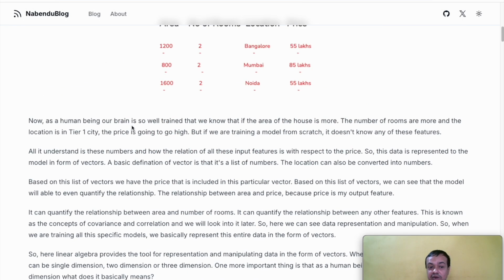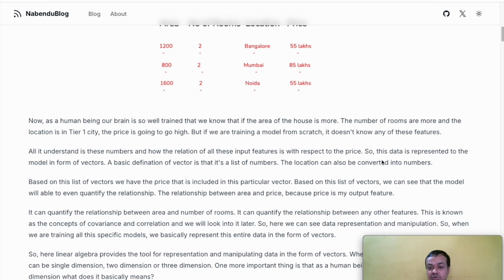As human beings, our brain is so well trained that we know that if the area of a house is more, the number of rooms is more, and the location is a tier 1 city, the price is going to be high. But if we are training a model from scratch, it doesn't know all these features. So we have to train it. How do we train it? We feed it more data, and all it understands is the numbers, how all these input features relate to the price.